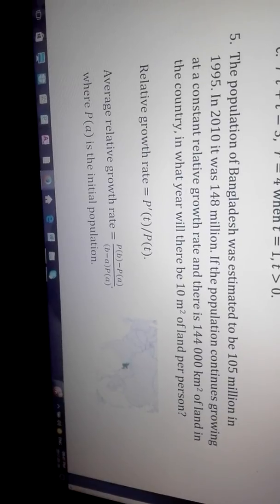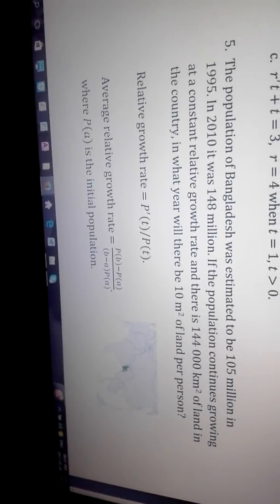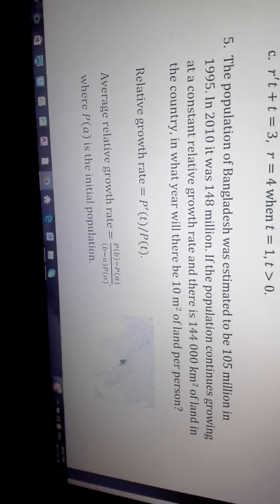Tutorial 4 Question 5 Differential Equations. The population of Bangladesh was estimated to be 105 million in 1995. In 2010 it was 148 million. If the population continues growing at a constant relative growth rate and there is 144,000 kilometers of land in the country, in what year will there be 10 meters of land per person?